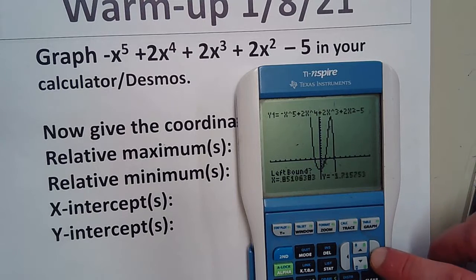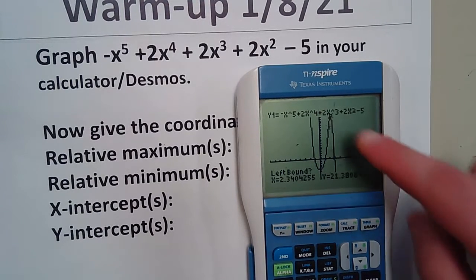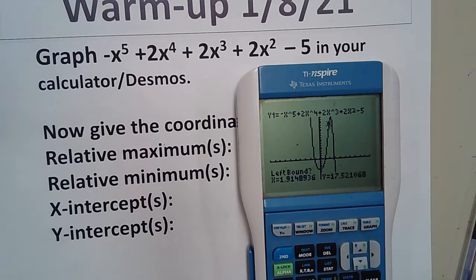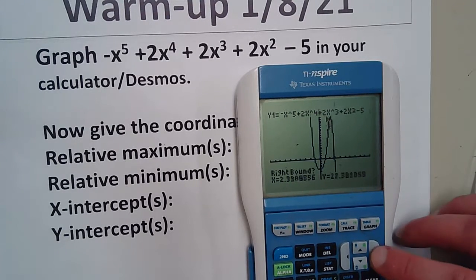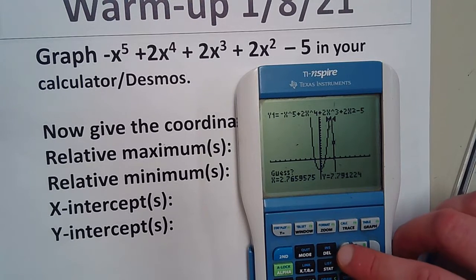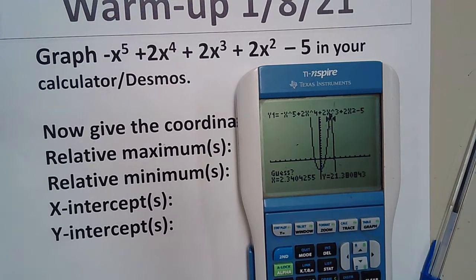So this is where it does the left bound and the right bound stuff. So you got your maximums up here. For left bound, you want to be a couple clicks to the left. You press enter. You go a couple clicks over here to the right. As long as you're past it, you're good. You press enter. And then for guess, you just put it about where it's at and press enter.